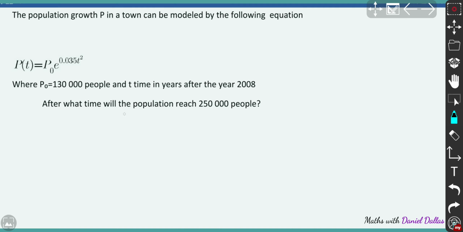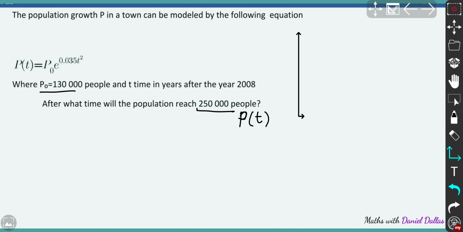So after what time will the population reach 250,000 people? Okay, so how does it work? It works by plugging the initial amount of people, the initial population, into the formula. And you ask at what time the population will reach a given amount. So that means it's P when t is the time that you want to find. So somewhere in the end.